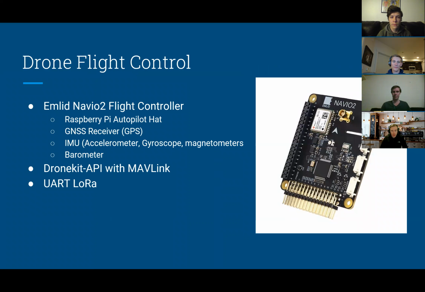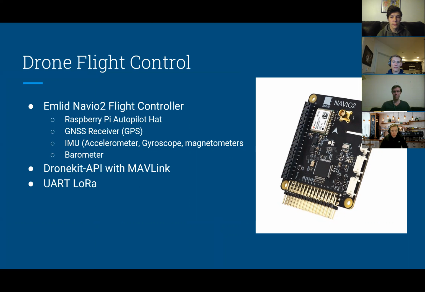All right, so here is the Navio 2 board that we used. It's a Raspberry Pi hat. The hat sits on top of the Raspberry Pi, and it includes all the sensors necessary for flight. This includes a GNSS receiver for GPS, as well as an IMU and a barometer. All these sensors come together to allow for very clean and efficient flight.